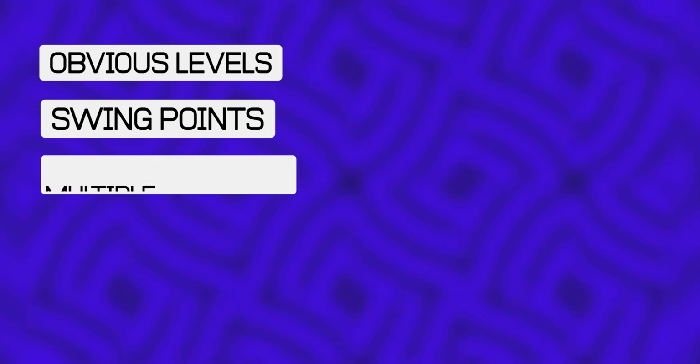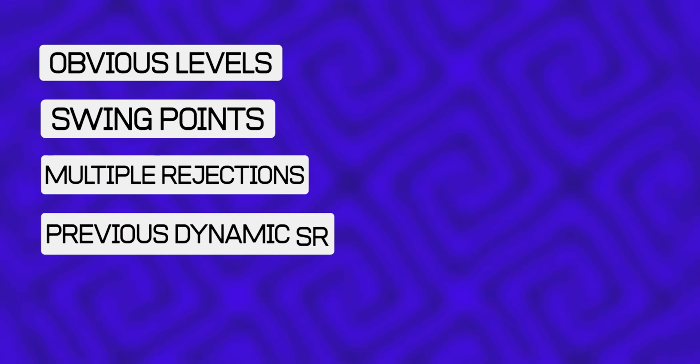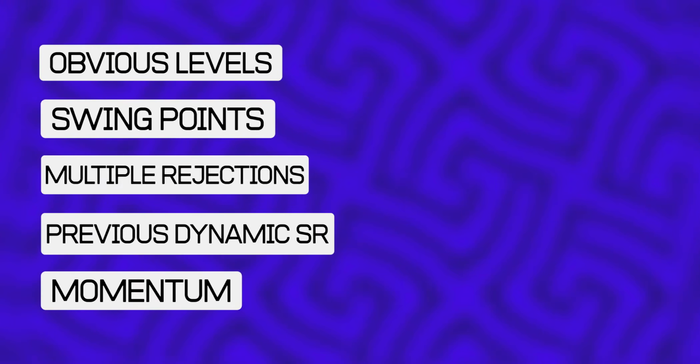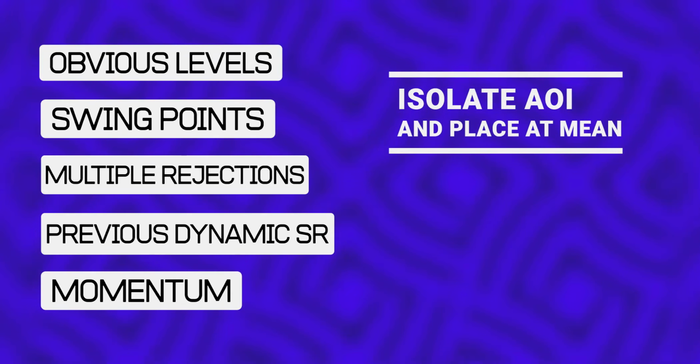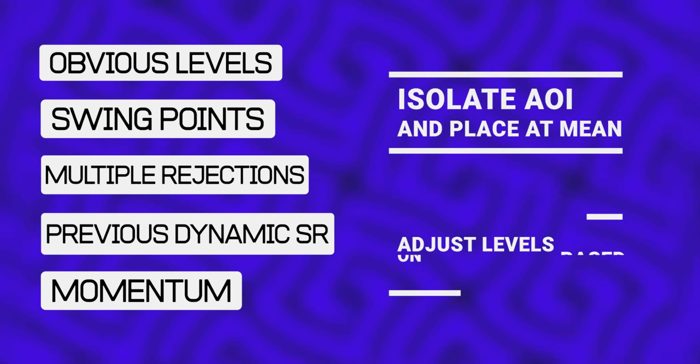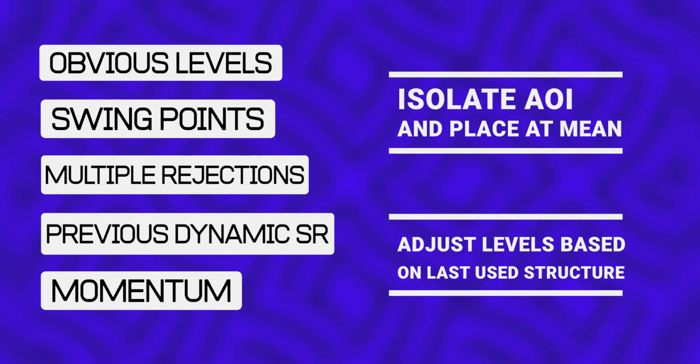To just recap, we have 5 factors that we can look for when placing our dynamic SR levels. These are obvious levels, swing points, multiple rejections, areas previously used as dynamic SR, and price moving away with good momentum. Also, we had 2 top tips given out throughout the video, which are: isolate our area of interest and then place the level at the mean of this zone, and adjust your level slightly dependent on the last point the price respected the level before it previously broke it.